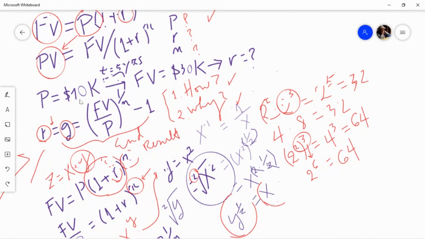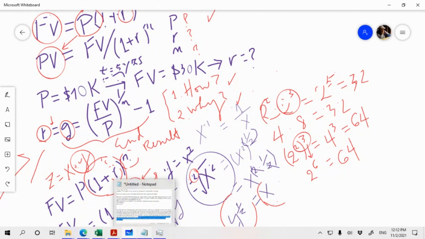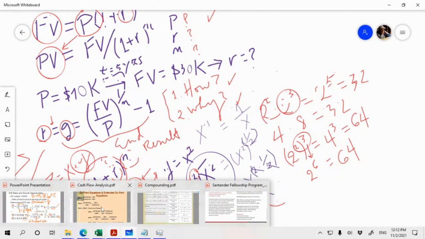So 10K is your principal. You have a target future value of 30K, and your timeline is 5 years, right? And what should be the annual APR? Because all the rates must basically be annual, right? APR.